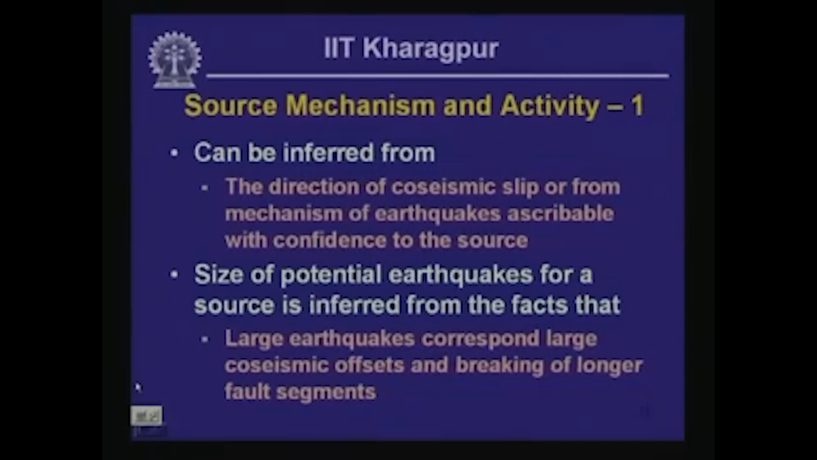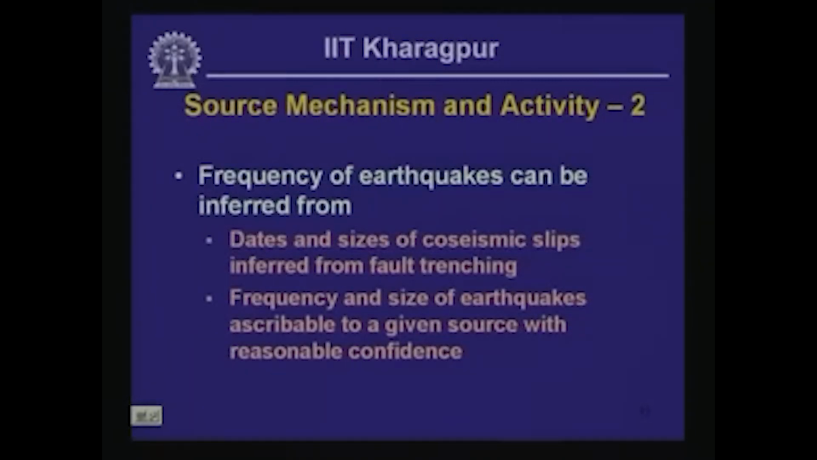Source mechanism and activity of a given fault can also be inferred from fault trenching, because from fault trenching you could assess the direction of coseismic slip, and, as I indicated, from the magnitude of coseismic slip you could infer the length of the coseismic slip. You could infer the magnitude of the earthquake as well. Now, the size of a potential earthquake for a given source is inferred because larger earthquakes are going to correspond to larger coseismic offsets and breaking of longer fault segments. This is going to be clear from one of the examples that we are going to consider a little bit later.